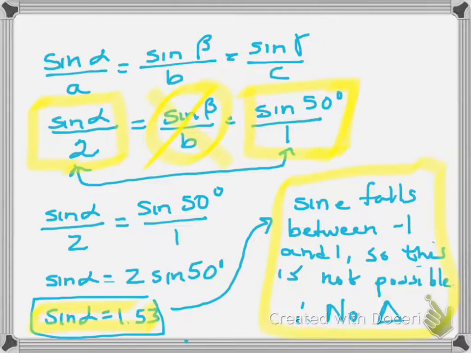All your sine values fall between negative 1 and 1. So since this one is outside of 1, that means that this one does not exist. So there's no triangle. So see, even though we couldn't find our h, we still were able to do the problem by looking at just the sine. So that's good to remember. So take note of that.